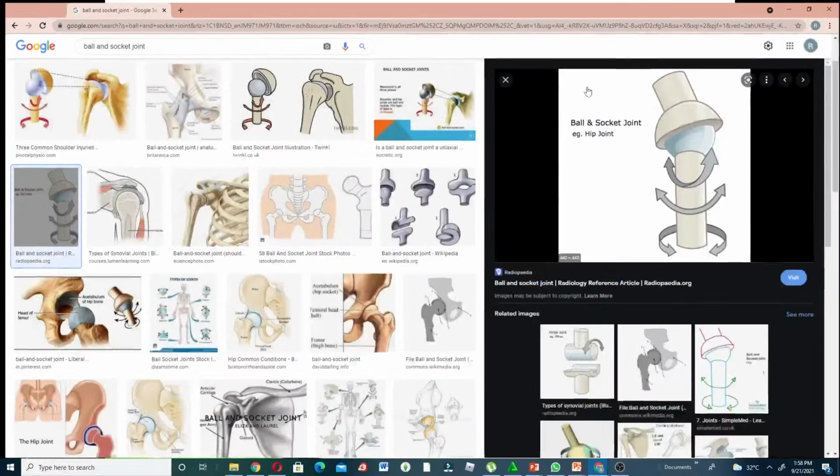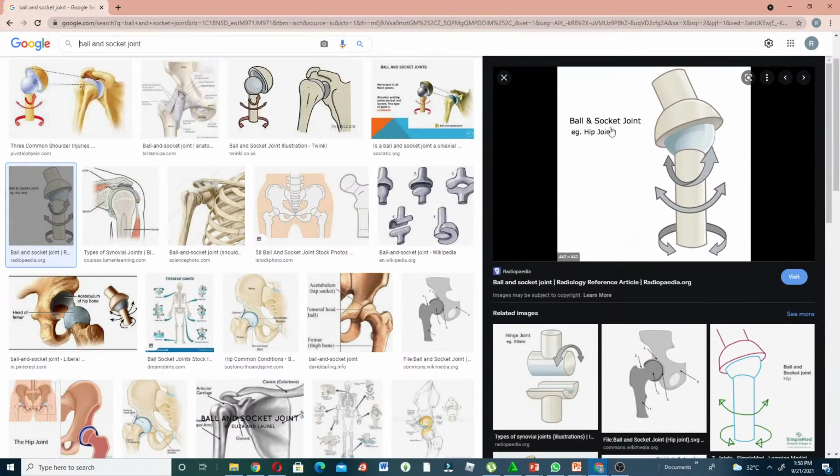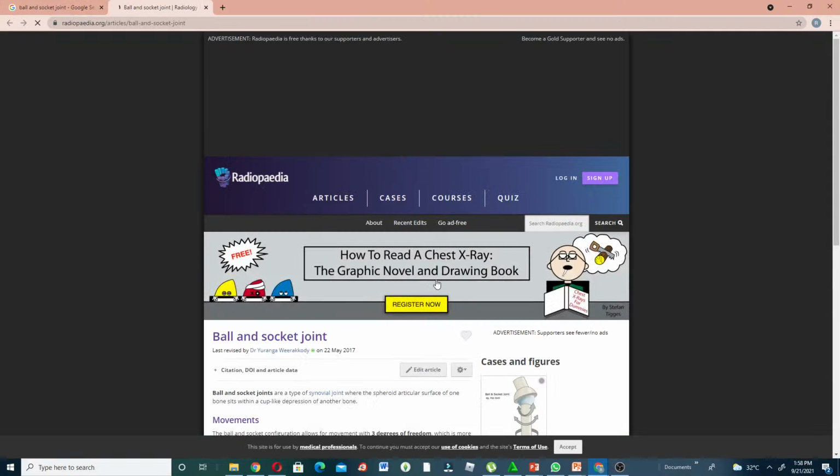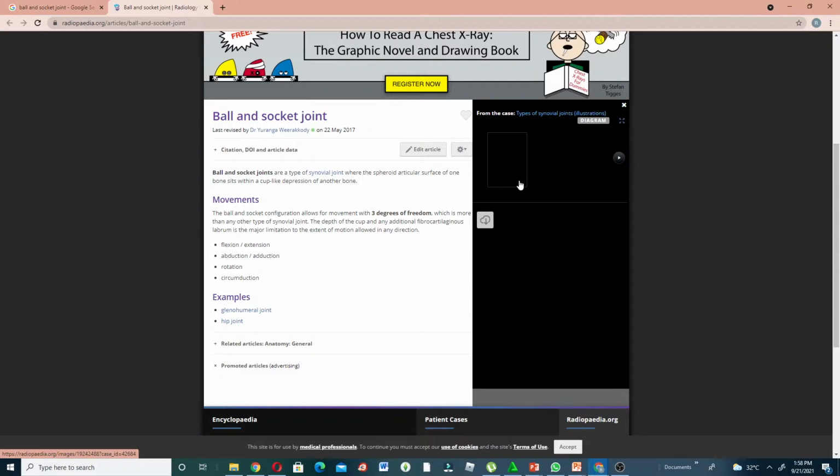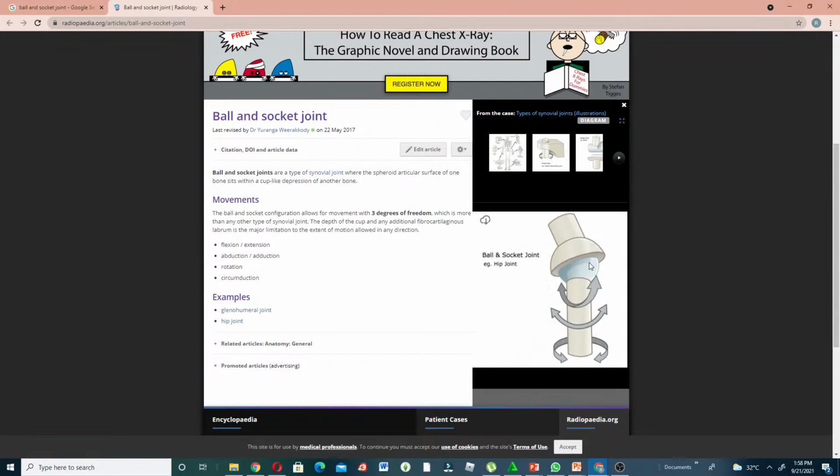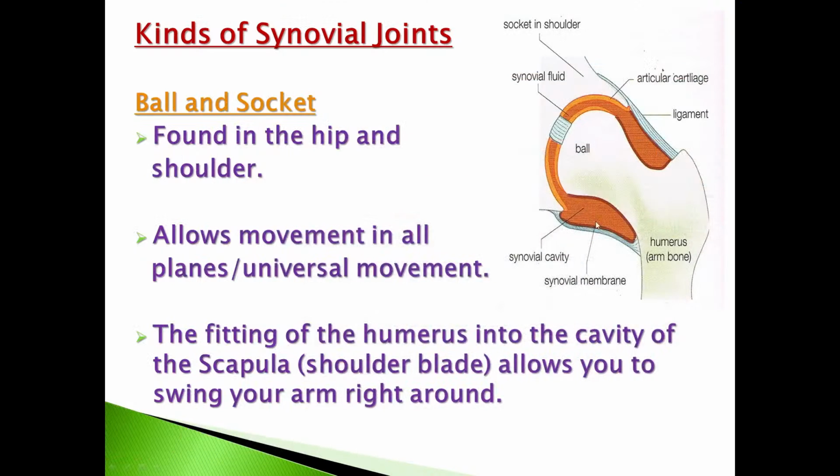Now, this diagram here, I don't know if you will be able to see it. So this is the concept for a ball and socket joint. You have the end of one bone shaped like a socket there, and you can see the ball section of the other bone. That's why they are known as a ball and socket joint.